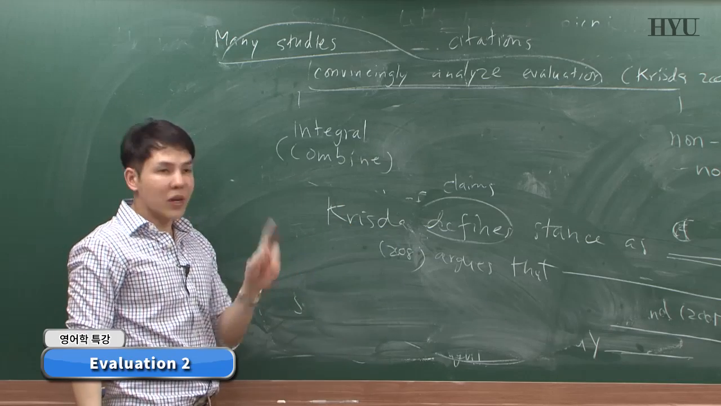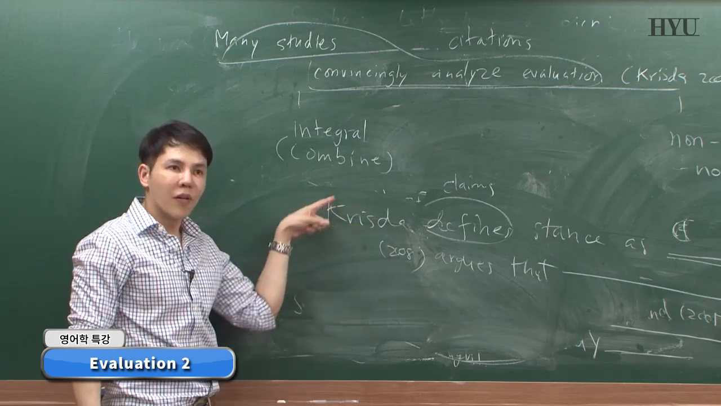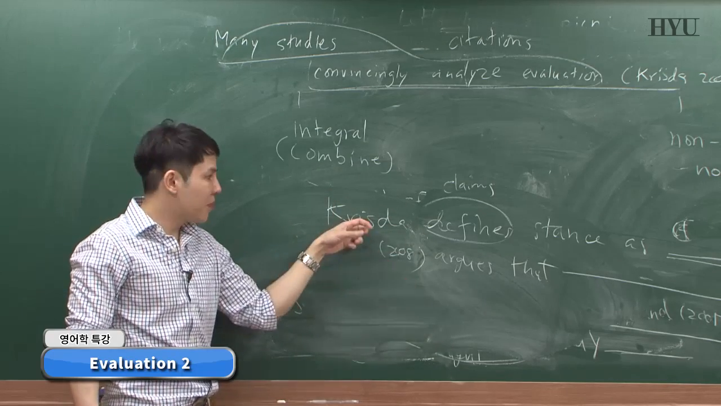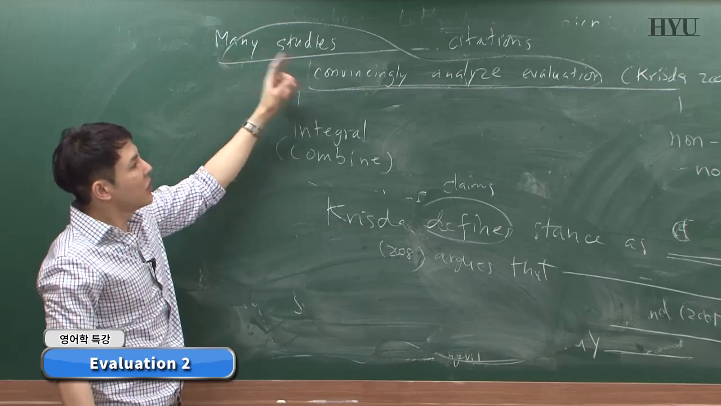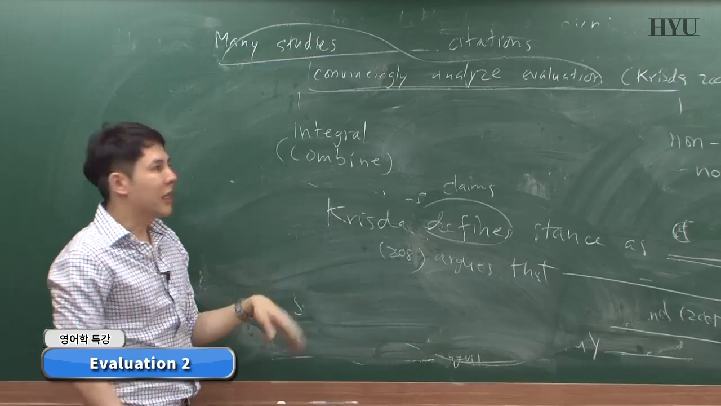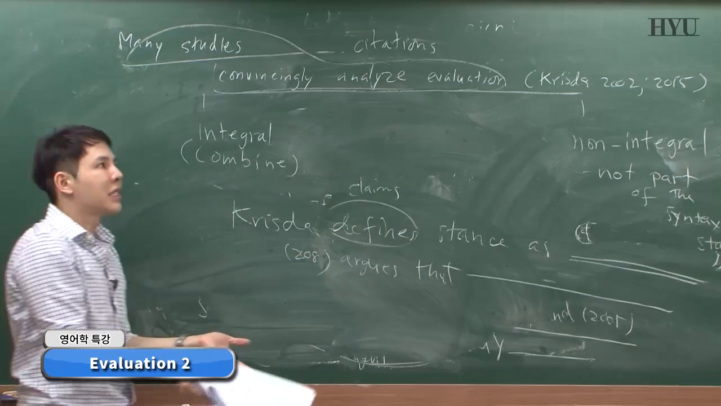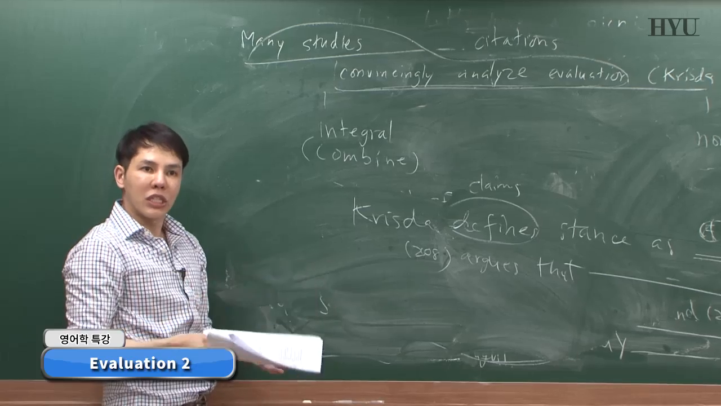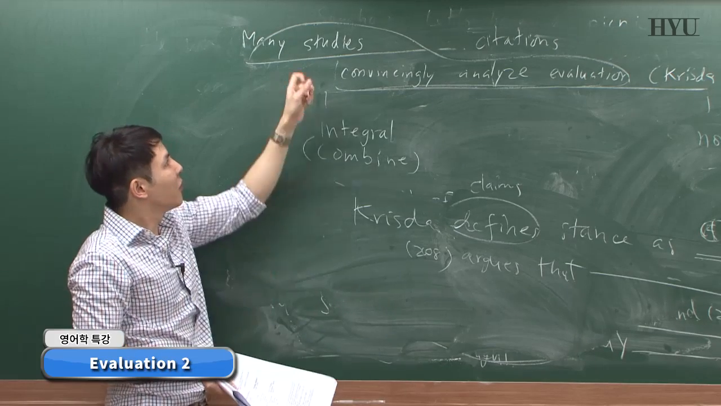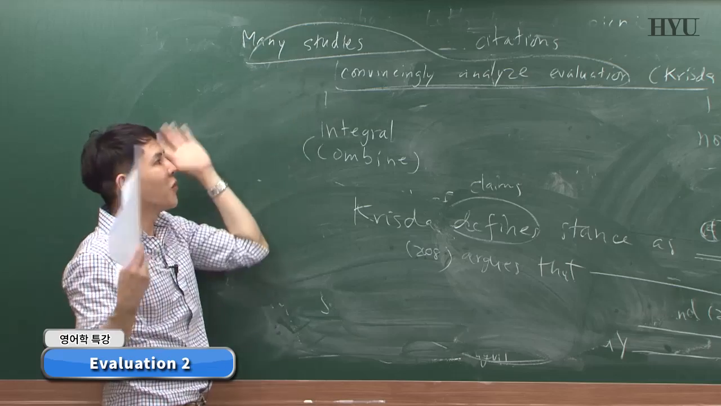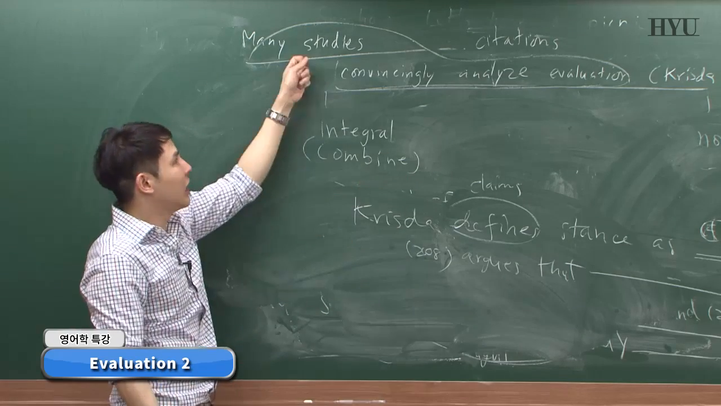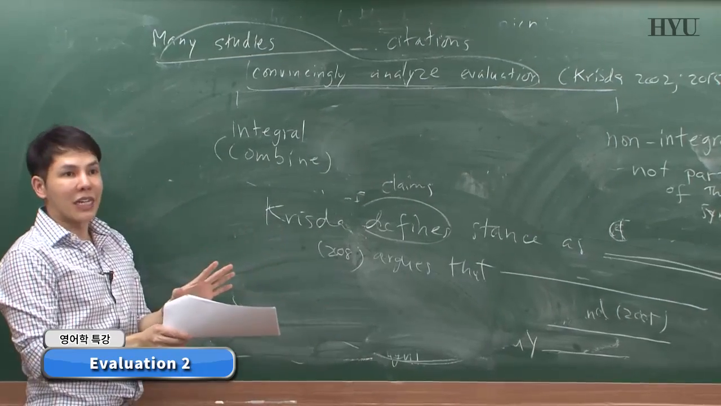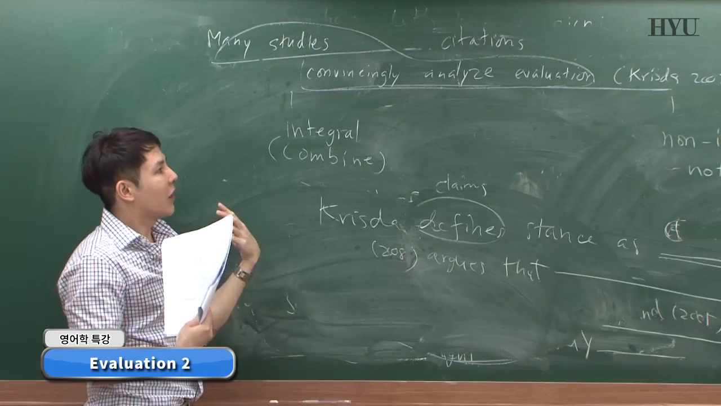And with this type, what is important is the people, right? Krista defines, Krista claims, Krista argues. The people are important. But for the non-integral type, people are not important. That's why they are far away. That's why they are in the parentheses. What's important is your idea. So when you write something, make a decision as to what you want to emphasize. If you want to let your ideas shine, use non-integral. Have people somewhere not part of the sentence, okay? As examples, as reference, like that.